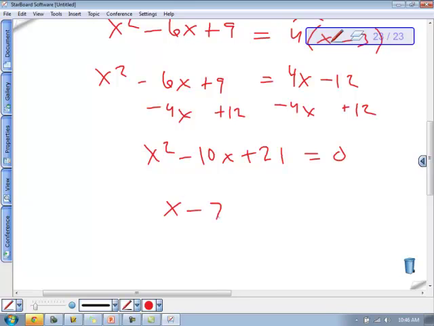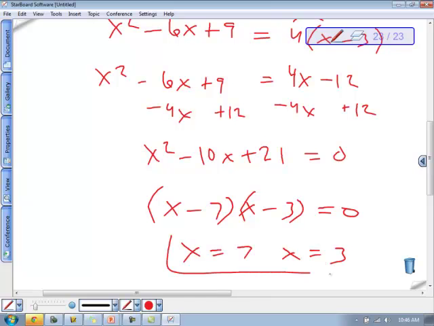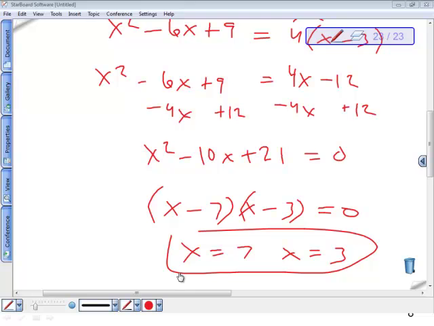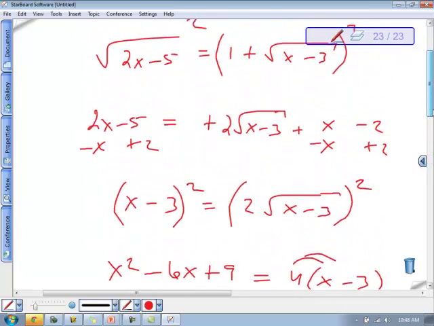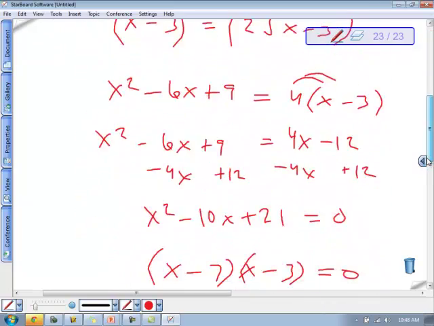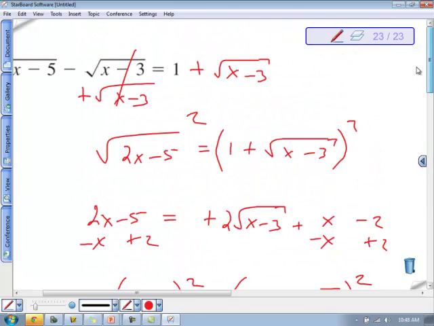So let's see if x minus 7, x minus 3, it factors too. So the solutions are x equals 7 and x equals 3. Don't forget to check both of these to make sure they're not extraneous. All right, so I want to check both of these back up in the original equation way back at the top. So 7 and 3.